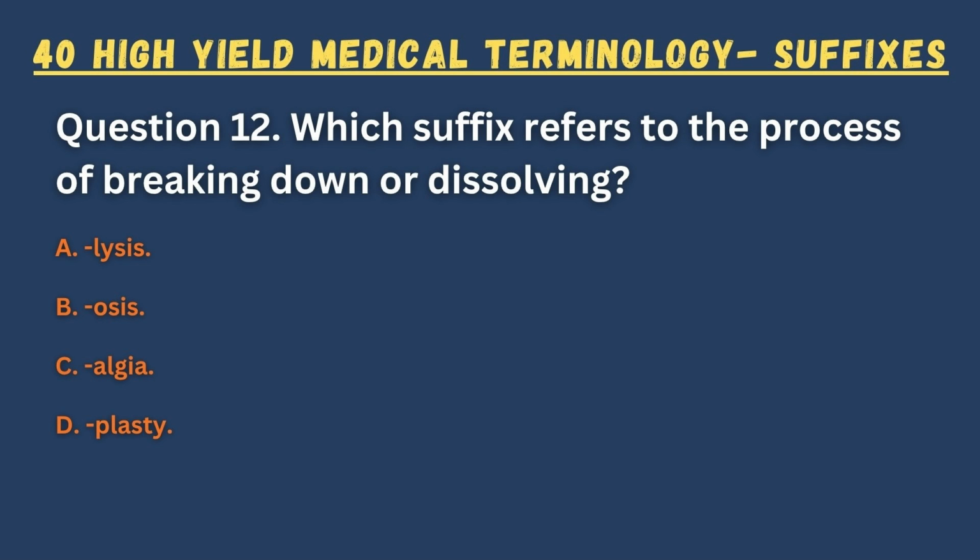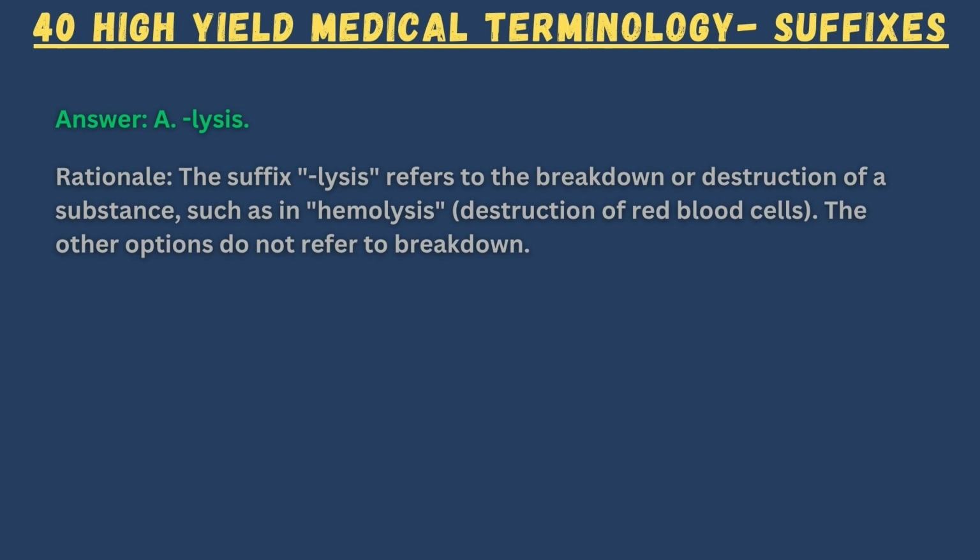Question 12. Which suffix refers to the process of breaking down or dissolving? A. Lysis. B. Ossis. C. Algia. D. Plasty. Answer: A. Lysis. Rationale: the suffix lysis refers to the breakdown or destruction of a substance, such as in hemolysis, destruction of red blood cells. The other options do not refer to breakdown.